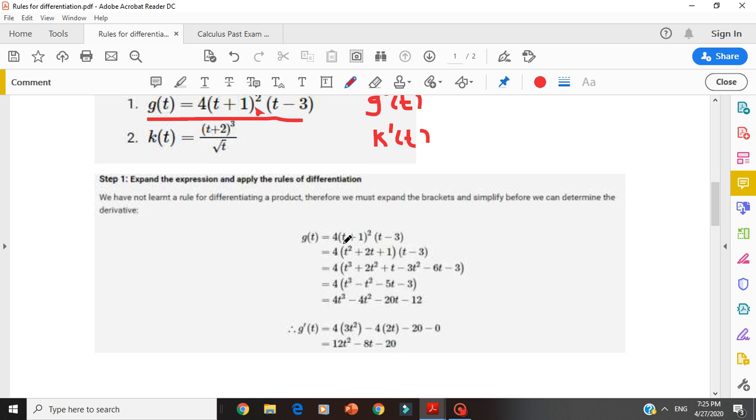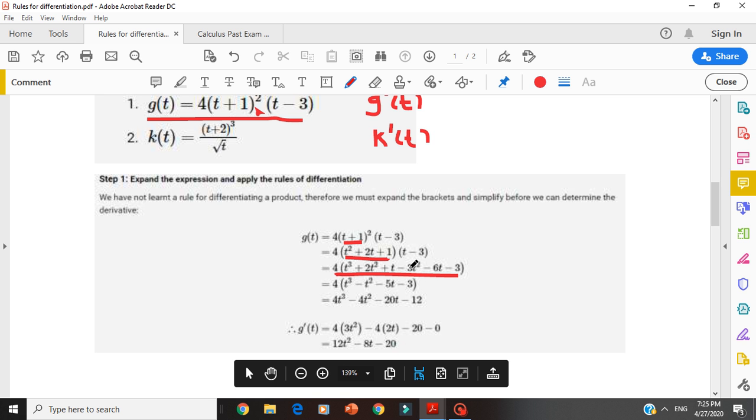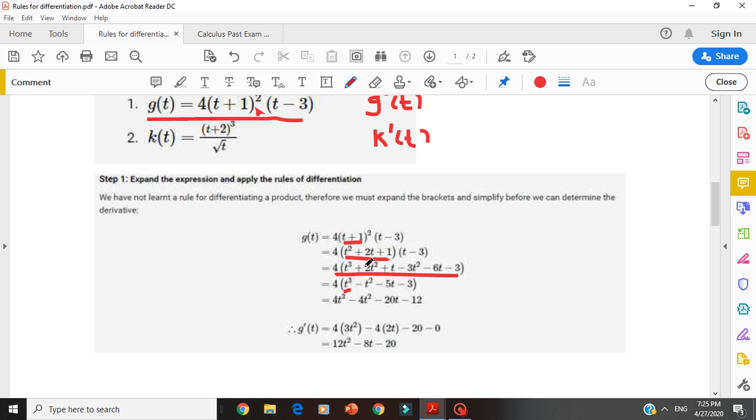So foiling out t plus 1 gives you t squared plus 2t plus 1, right? And then you're going to multiply each term into t minus 3, and you'll get this long big expression here, which is t cubed plus 2t squared plus t minus 3t squared minus 6t minus 3. So we can then simplify. There's t cubed, so t cubed will remain the same. Our squared terms, there's 2t squared minus 3t squared, and that gives me minus t squared.